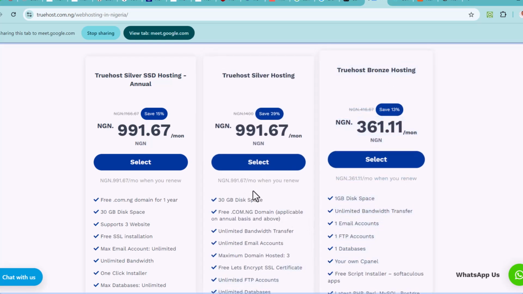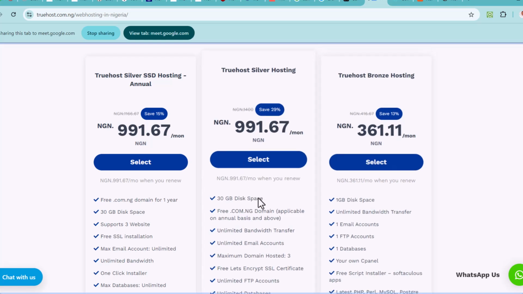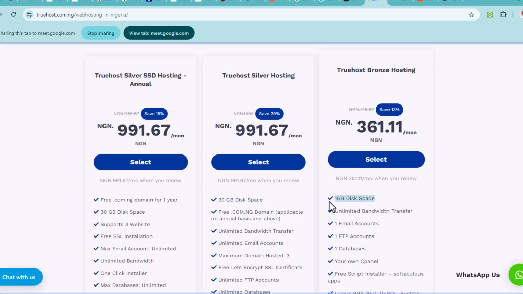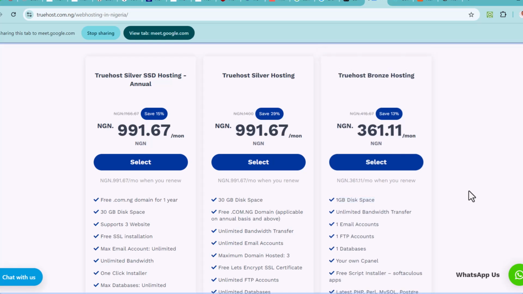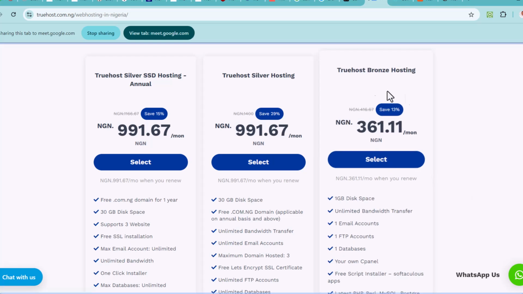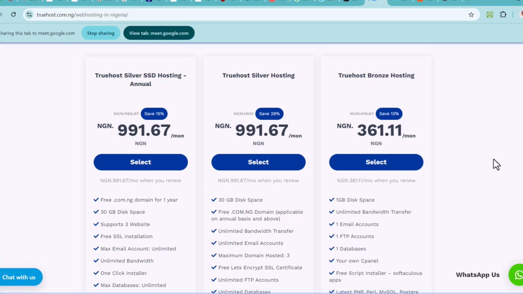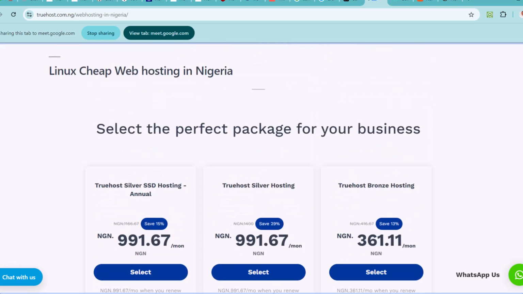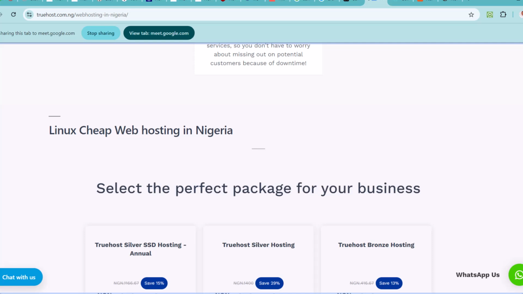But look at the difference from bronze to silver. This one has 30 gig disk space, when this one has 1 gig disk space. You see the difference? So for some of us on this training, if you get to the advanced level, I'll be asking you to get a hosting account at least for 3 months, and then you buy a domain name. There's a domain name you can buy that is actually less than, you saw one now, $0.19, right? So you can go for that.